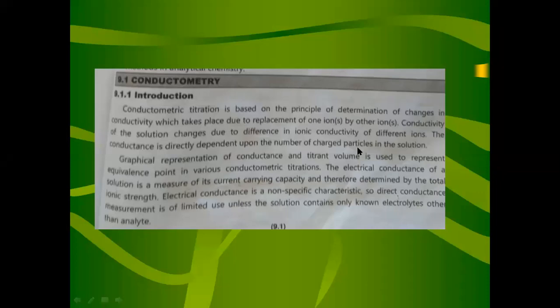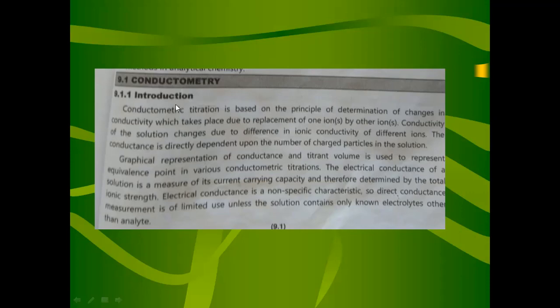So this is conductometry. It is nothing but how much replacement of charge will take place in the solution. The measure of this replacement of ion is known as conductance, and when we measure this conductance, it is known as conductometry.